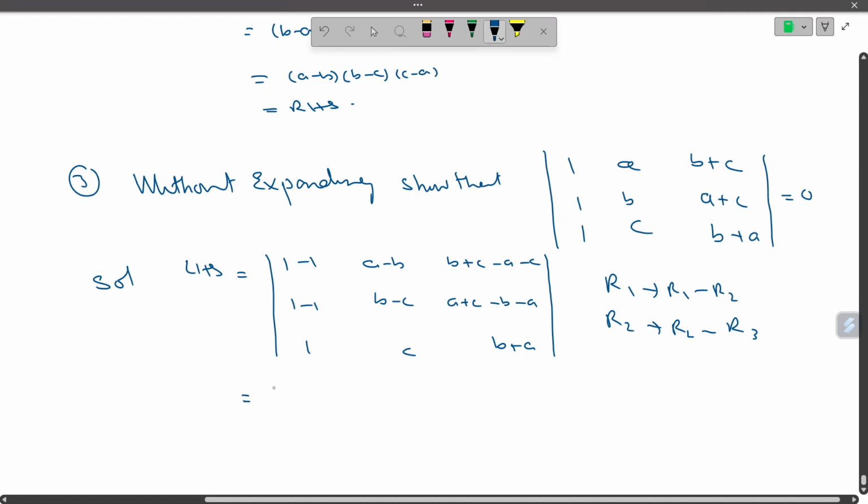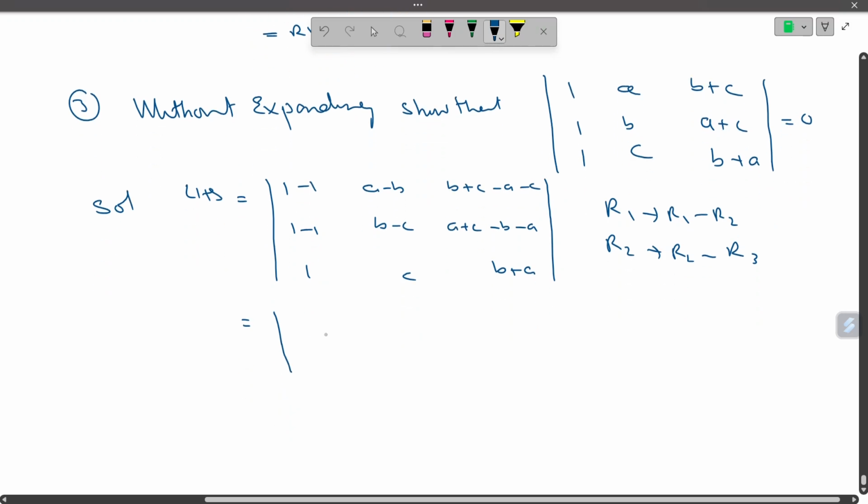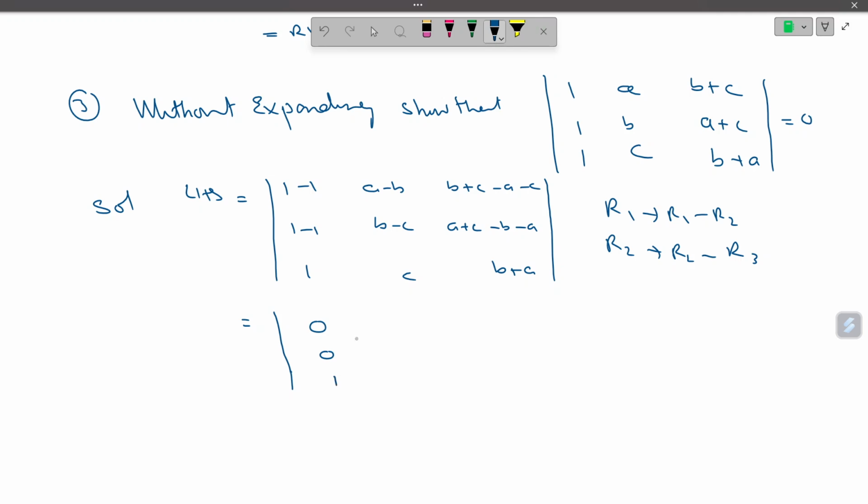Now, 1 minus 1 is 0, 0, 1. This is A minus B, this is B minus C, C. This is C getting cancelled, B minus A. I am writing minus common A minus B. Okay. This is A minus B, C minus B. I am writing minus of B minus C. And this is B plus A.